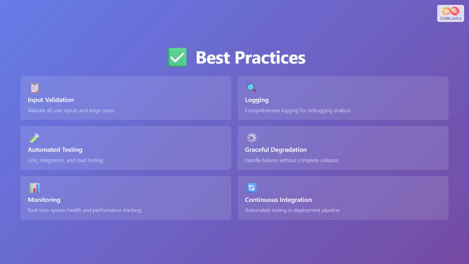To prevent crashes, follow these important practices. Input validation means checking that any data the user provides is correct and safe. Comprehensive logging records what the program is doing so you can trace problems. Automated testing runs the program with many different scenarios to find crashes. Graceful degradation means the program should fail slowly instead of crashing suddenly, if possible. Continuous monitoring watches the program while it is running to catch problems early. Continuous integration means testing the code automatically every time someone makes a change.